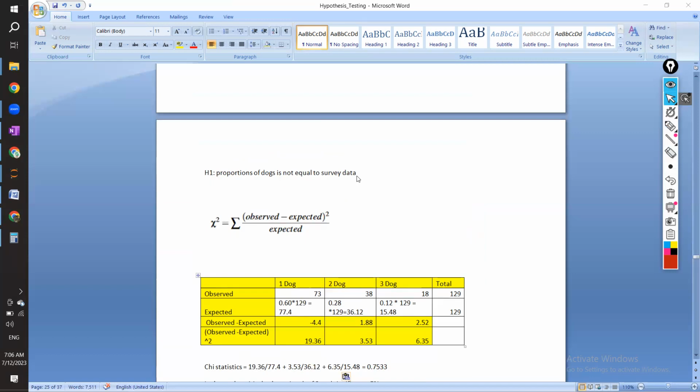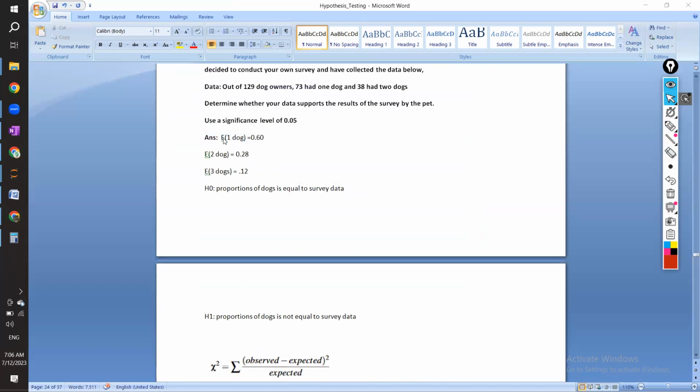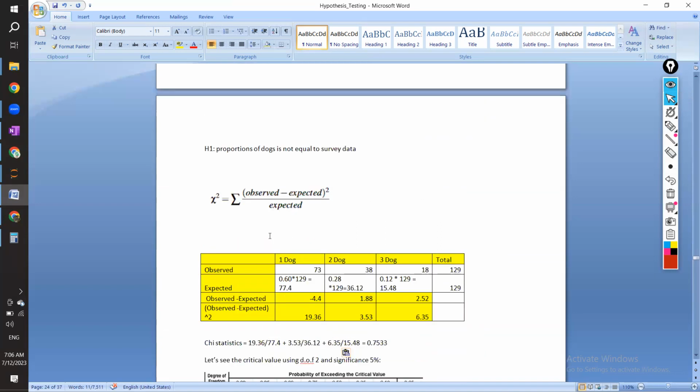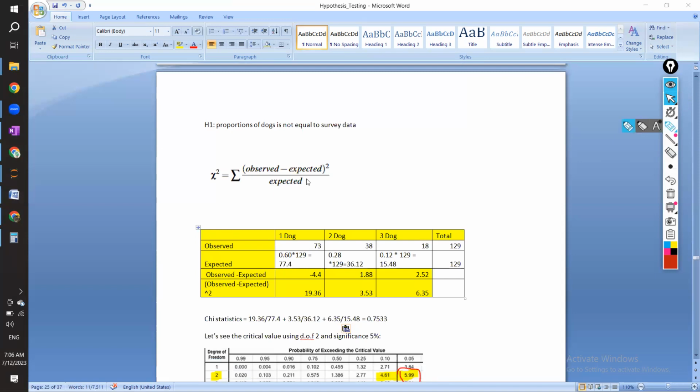See guys, simple. These are the expected values. Expected percentage is already given. First of all, this table is called a cross tab table, guys. That means in chi-square, first of all, you need to create this cross tab table, the observed versus expected table.